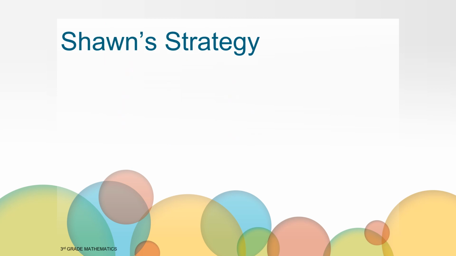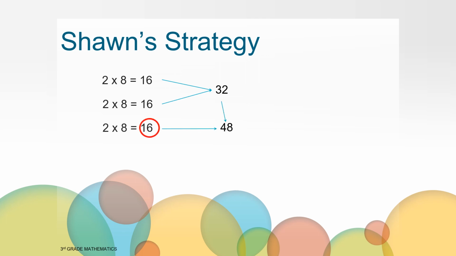Shawn had a different strategy. Shawn knows that 2 groups of 8 are 16. He multiplied 2 times 8 again to get another 16, and then added the 16s to get 32. He still wasn't at 48, so he multiplied 2 times 8 again to get another 16. And then he added 16 to the 32 to get 48.